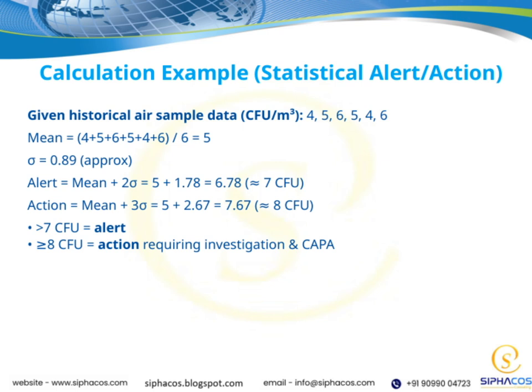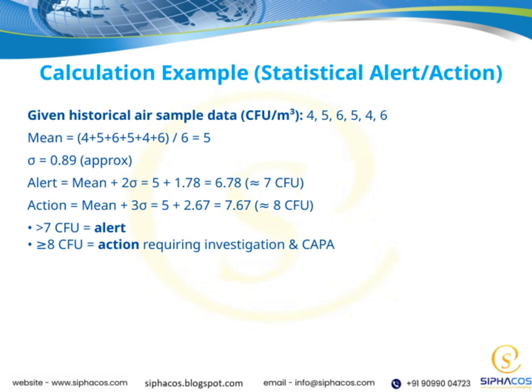Next, we consider the standard deviation, which measures variability in our data. In this case, it's approximately 0.89. Now, using these numbers, we can set our alert and action thresholds. The alert level is the mean plus 2 times the standard deviation, so 5 plus 1.78, which rounds to about 6.78. We typically round that to 7 CFU. For the action level, we add 3 times the standard deviation, 5 plus 2.67, which is roughly 7.67, and we round that to 8 CFU.